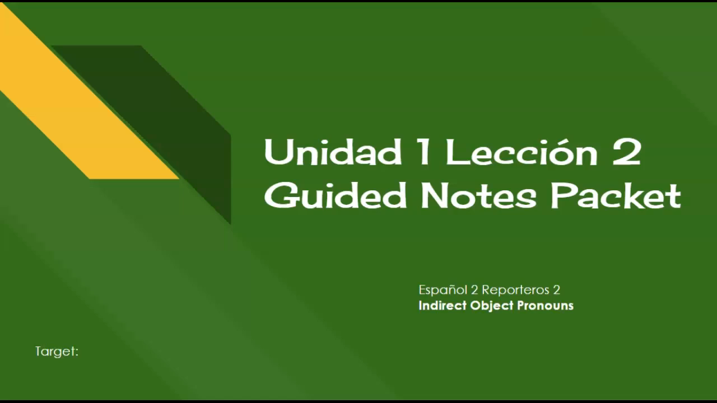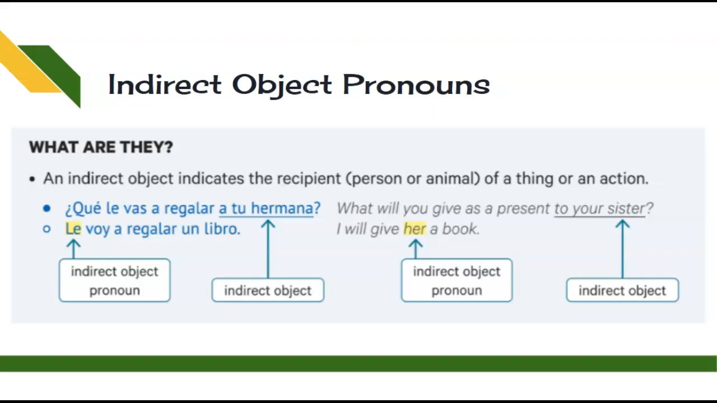Today we're going to talk about indirect object pronouns. In the past we talked about direct object pronouns, and now we're going to talk about indirect object pronouns. So what is an indirect object? It indicates the recipient, person or animal or thing, of an action.